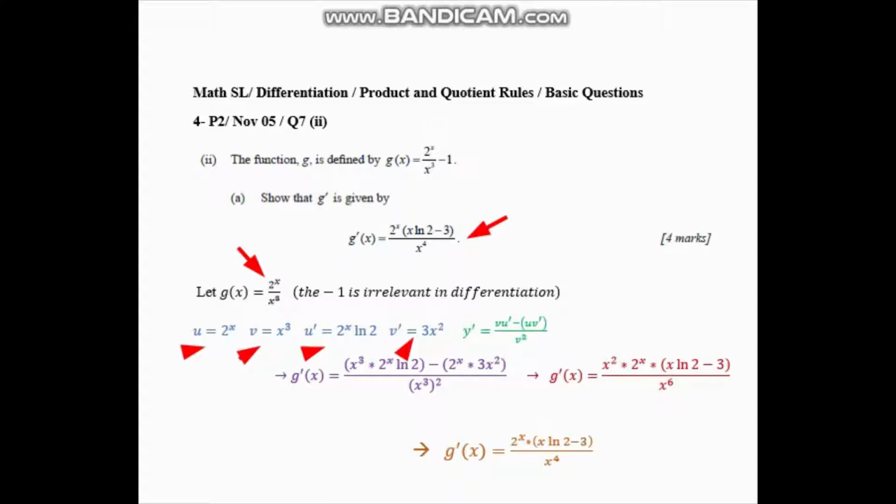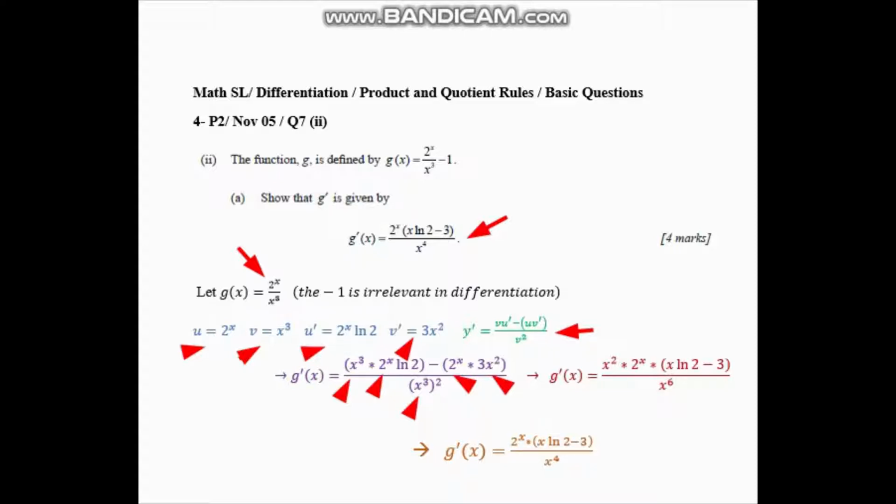Now we're going to substitute these values in the expression for the quotient rule, and again, do not forget the brackets after the negative sign in the numerator. So vu dash is x to the power of 3, that's my v. u dash is 2 to the power of x ln 2, obviously, and uv dash is 2 to the power of x and 3x squared. And you can see the individual expressions in blue, and we just substituted them into the formula. Now for the denominator, we have v squared. v is x to the power of 3, and then we're going to square that to obtain the required expression.